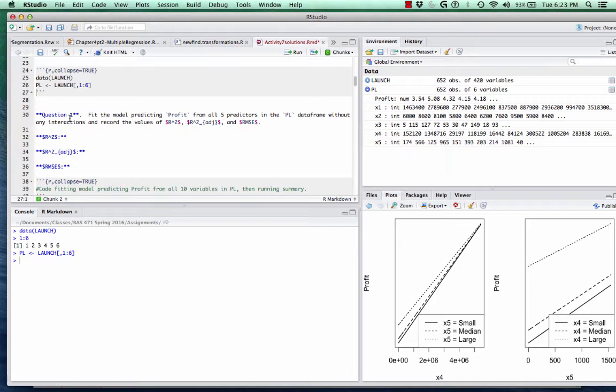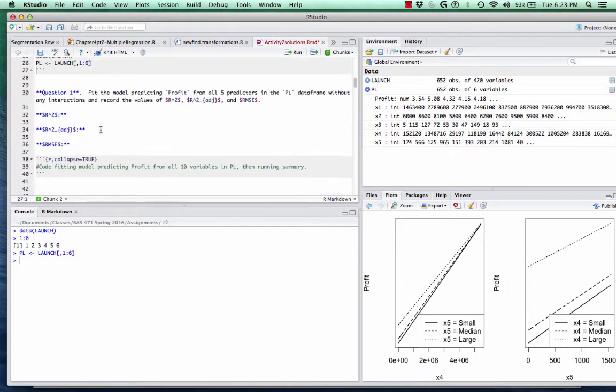All right, question 1 asks us to start out by fitting a multiple regression model predicting profit from our 5 predictors. Let's go ahead and fit that model. Let's call it M. We can use the twiddle dot shortcut here because we're going to use all variables in the data frame: profit twiddle dot, working with the PL data frame. And we want to record the values of R squared adjusted and the root mean squared error.